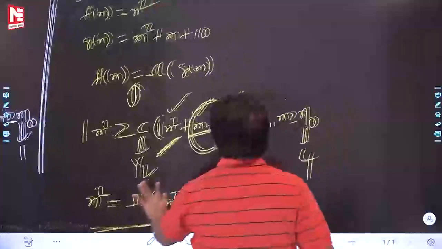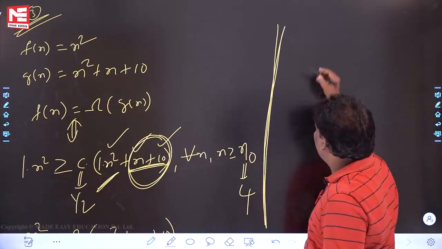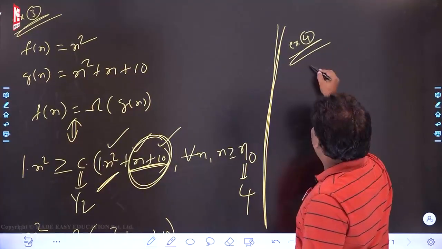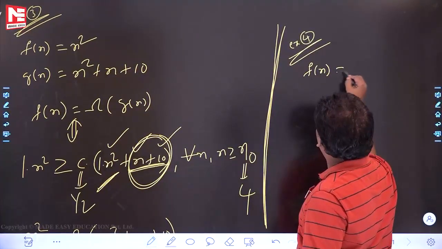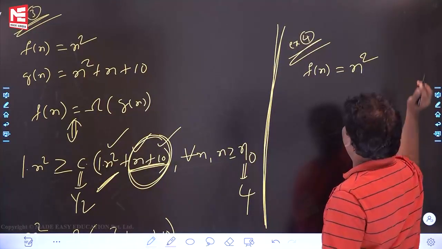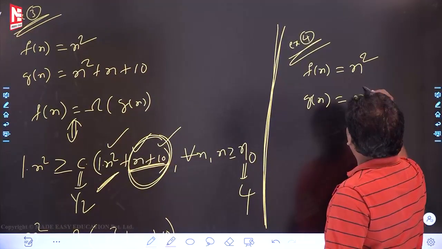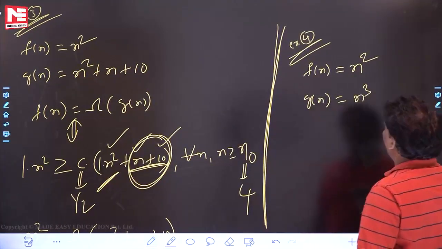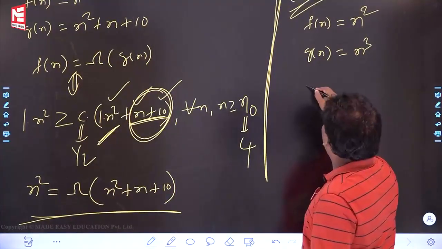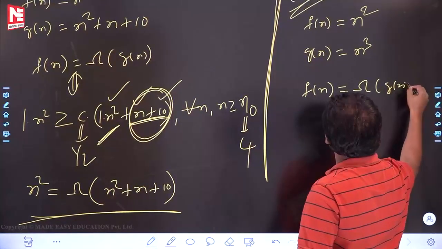Let's go to one more example which may give one more small point which is missed out. Mostly you know that also. Let's see. Example 4. F of n is equal to n square, g of n is equal to n cube. Now let's see this one. I want to prove f of n is omega of g of n.